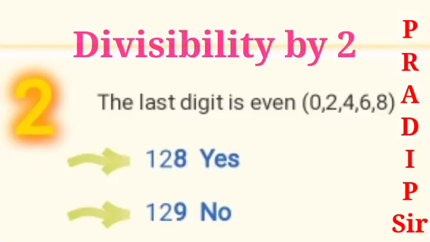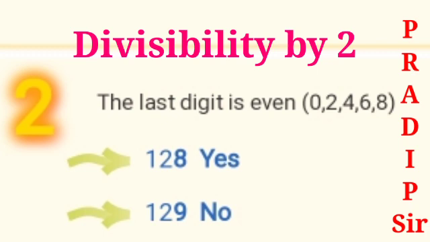Now first is the divisibility by 2. Any integer ending with an even digit, that means the digit in the units place, or we may say the last place. If the digit in the last place is an even digit, that is 0, 2, 4, 6, 8, then the number is divisible by 2.